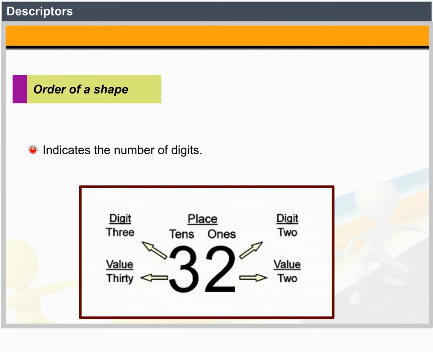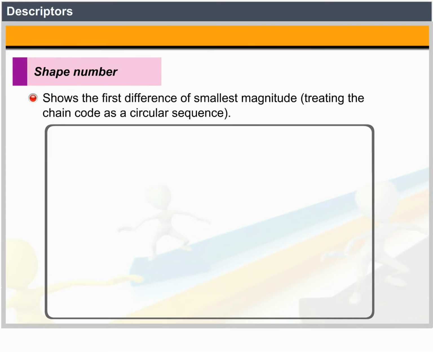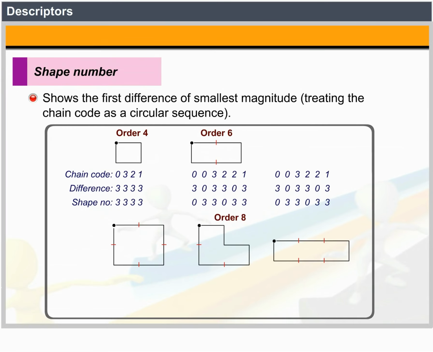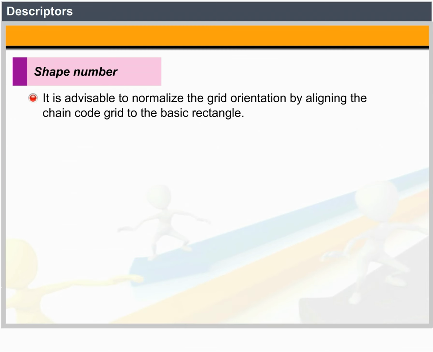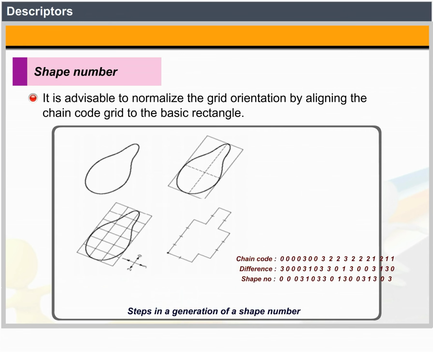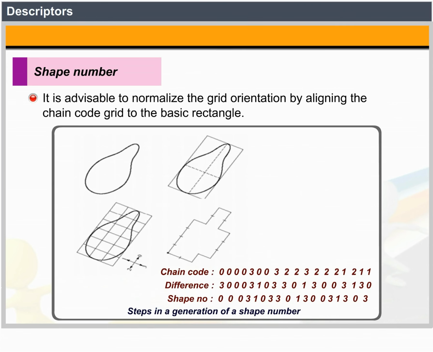Order of a shape: the number of digits. Shape number: the first difference of smallest magnitude, treating the chain code as a circular sequence. It is advisable to normalize the grid orientation by aligning the chain code grid to the basic rectangle. The figure shows the steps in generation of a shape number.